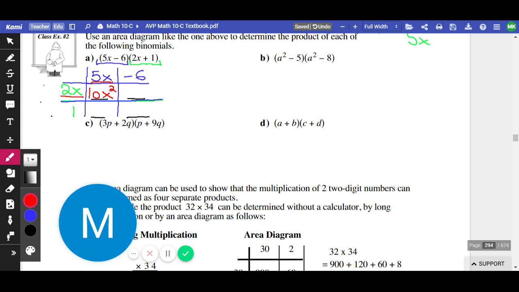We have 3 other spots we need to do this with. It's 2x times -6, numbers with numbers. 2 times -6 would be -12. The x has no other x's to multiply by, so it's just x. Next blank spot, we have 5x times 1, numbers with numbers. 5 times 1 is 5. X times no x's is x. Last one, -6 times 1 is -6.